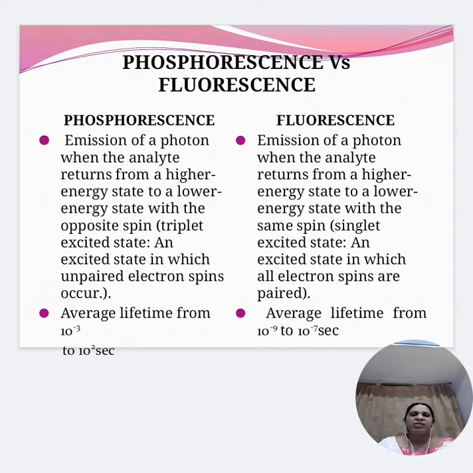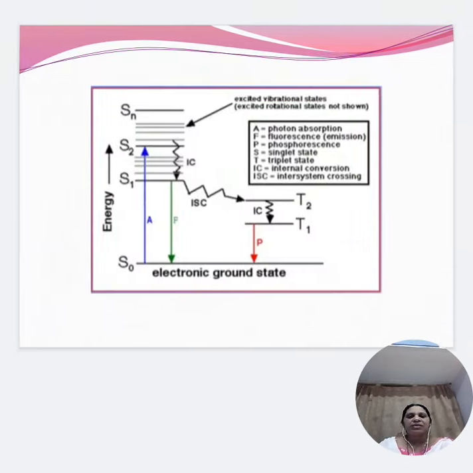When we come to the case of fluorescence, it is the emission of a photon when an analyte returns from a higher energy state to a lower energy state with the same spin. If it is of opposite spin, then it is phosphorescence, and if it is of the same spin, it is called the singlet excited state. That means the excited state in which all electron spins are paired, whereas when electron spins are unpaired, it is phosphorescence. The average lifetime for fluorescence is 10 power minus 9 to 10 power minus 7 seconds.